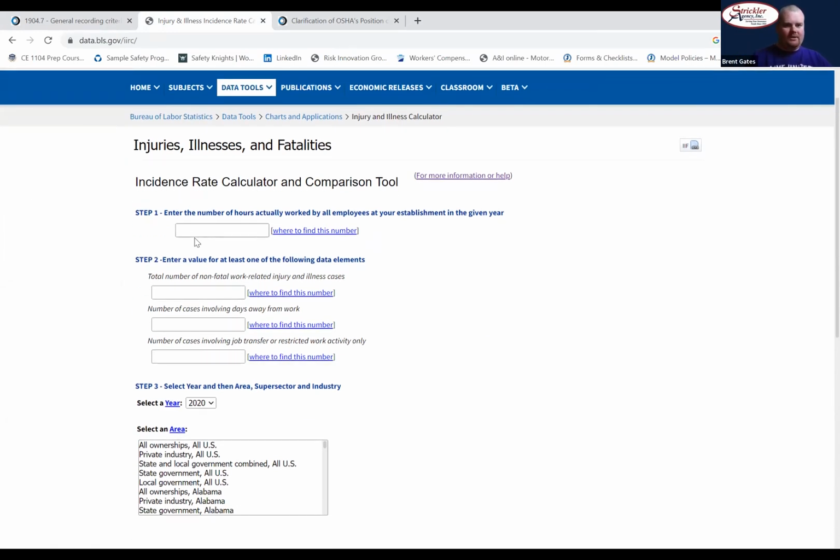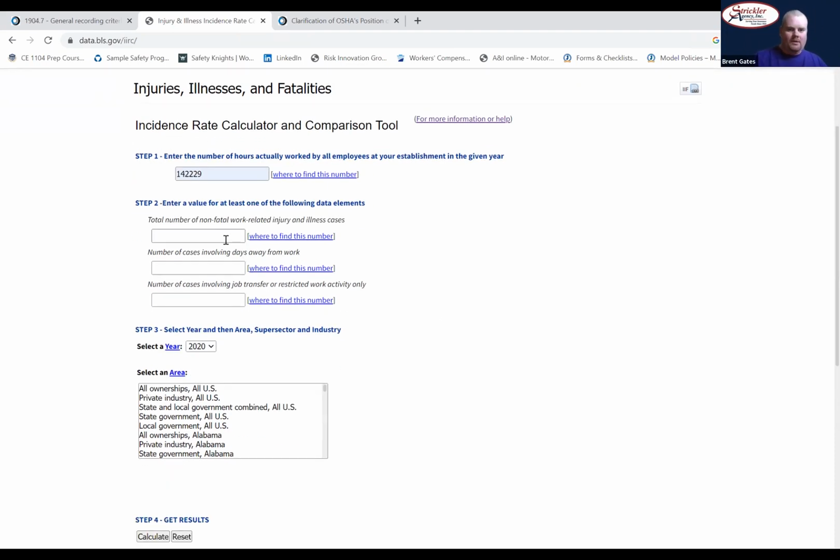So first thing we need to do is enter the total number of hours worked by employees at the establishment in that given year. As you can tell, I fill this thing out somewhat frequently. I do this quite often. So we're just going to throw in a random number here of 142,229 hours worked. Let's say we had 2 OSHA recordables total. Let's make that a little higher. Let's make it 4. We had two cases that involved days away from work, and we had 1 case with job transfer restriction. And then we can select the year.